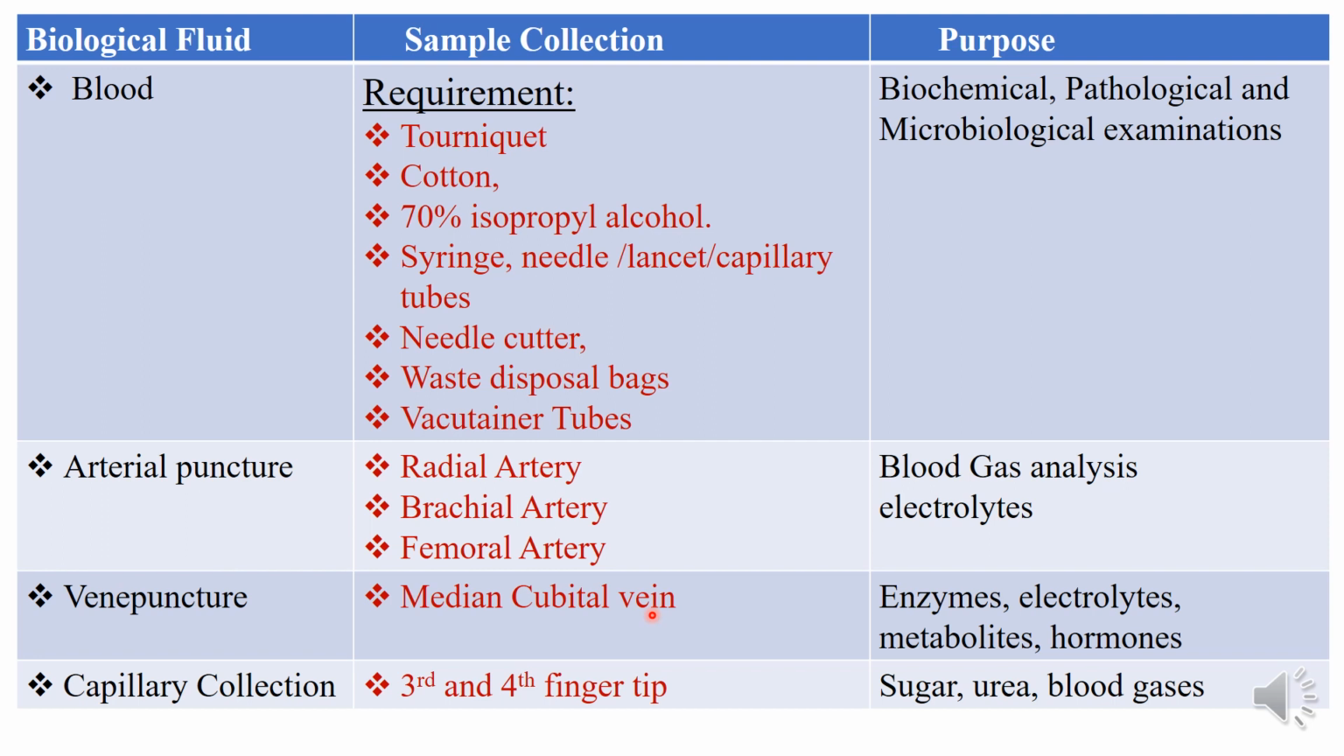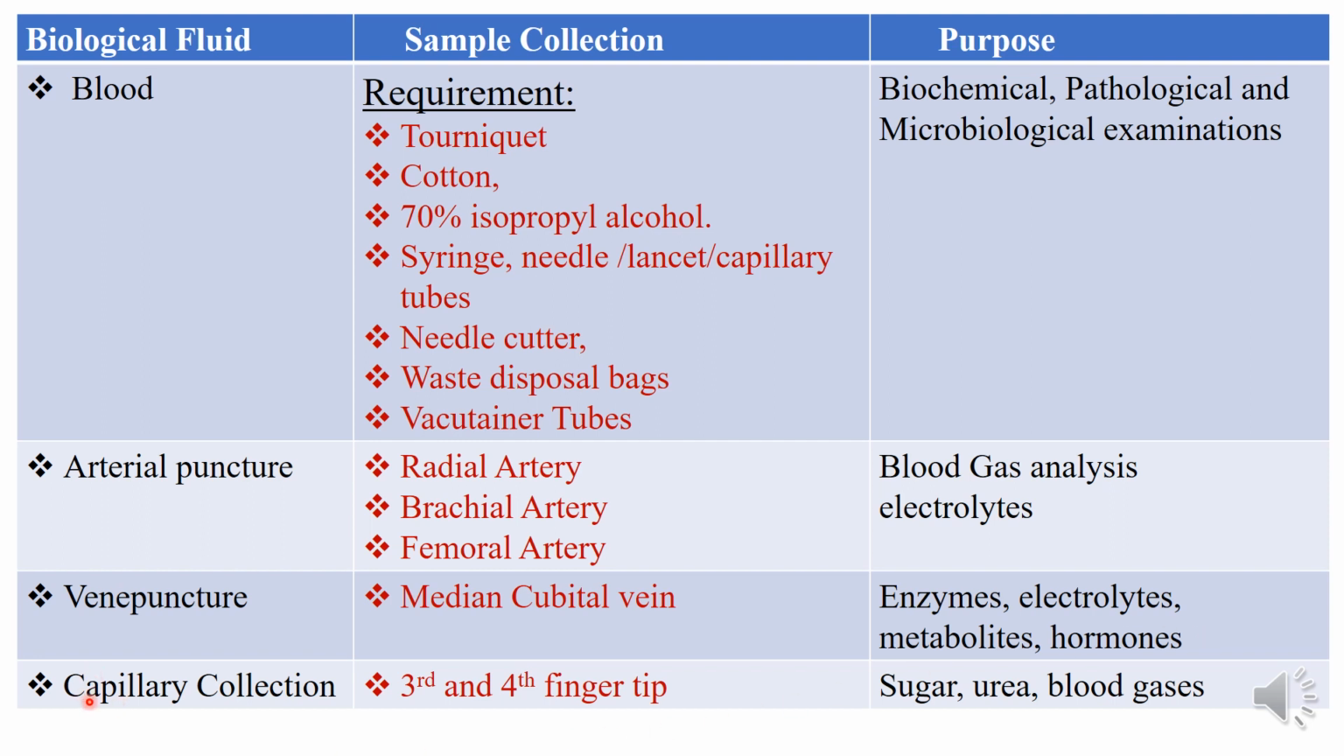Generally, venipuncture is done to carry out various estimations such as enzyme, electrolyte, various metabolites and hormones present in the blood. One can also find out the hemoglobin concentration and various cells present in the blood.